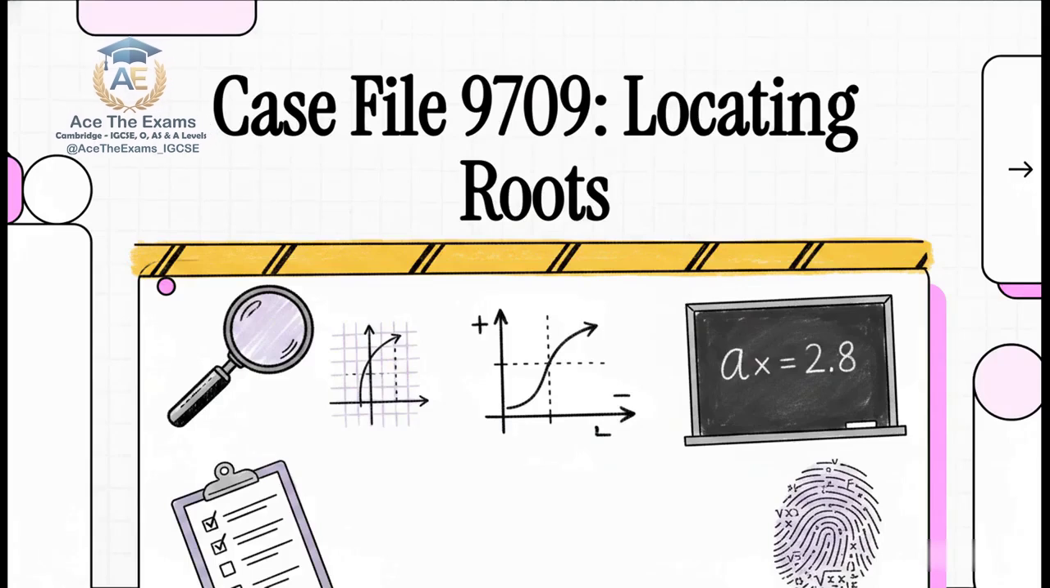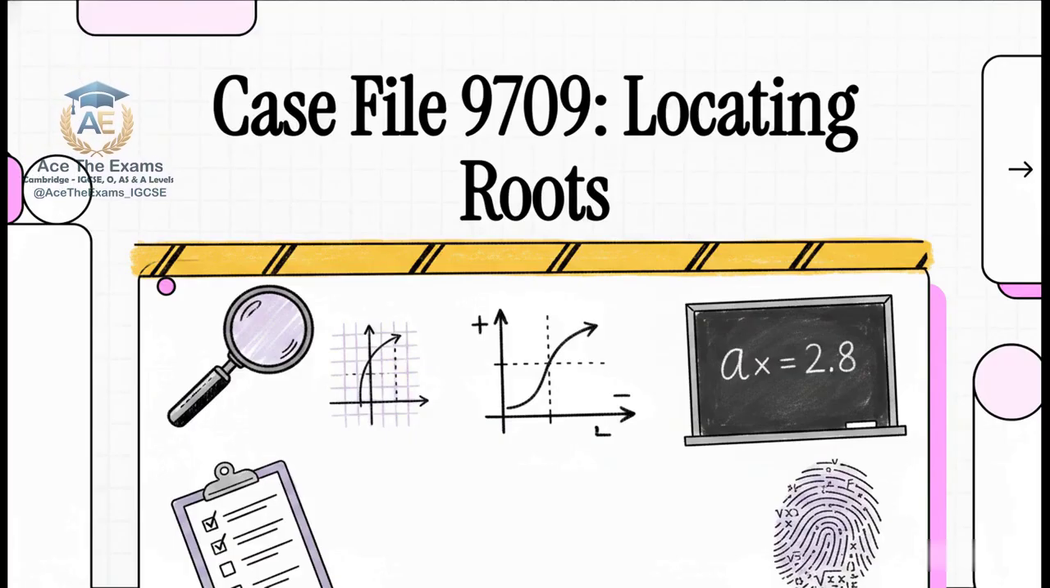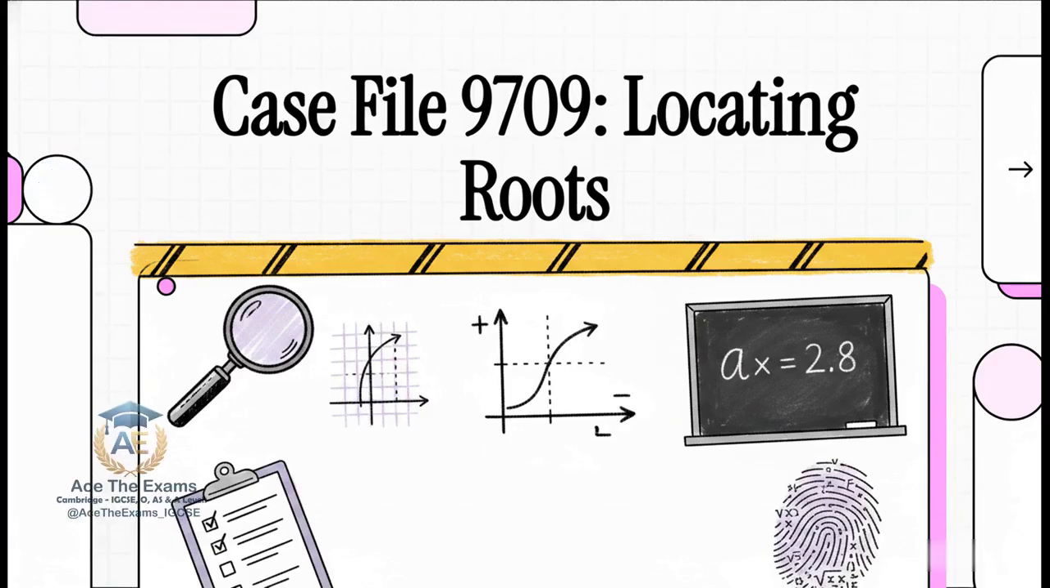Step past the yellow tape, my friends, and welcome to the evidence room. I am your lead detective for today's explainer, and we are opening up a highly classified, incredibly high-stakes forensic investigation. We're digging deep into case file 9709. Specifically, we're zooming right in on the Cambridge A-level mathematics syllabus, topic 2.6, numerical solution of equations.